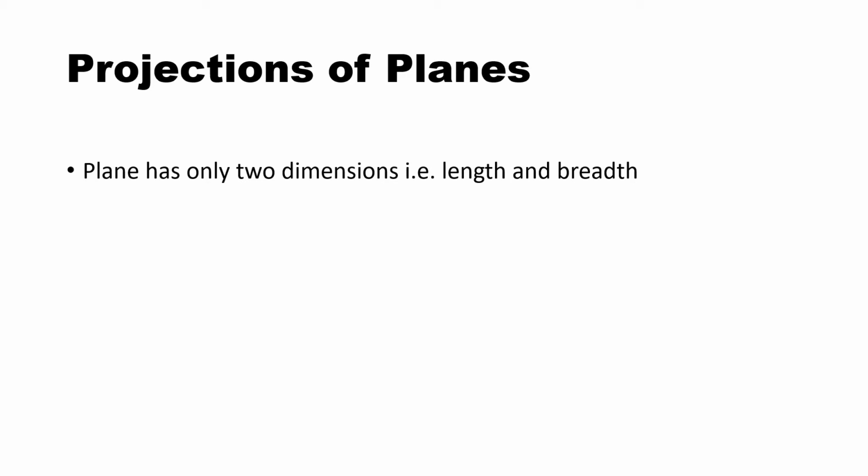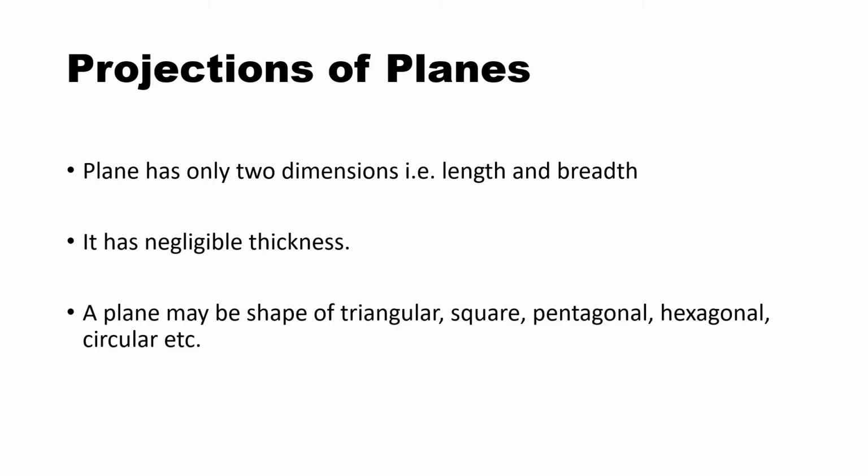In earlier videos we looked at the projection of points and lines, and now we are going to look at the projection of planes. A plane by definition is a two-dimensional object. It has length and it has breadth. For example, we can take a drawing sheet or paper. The thickness is much smaller compared to either length or breadth. Kinds of planes: a plane may be a triangle, square, pentagon, hexagon, circle, etc.